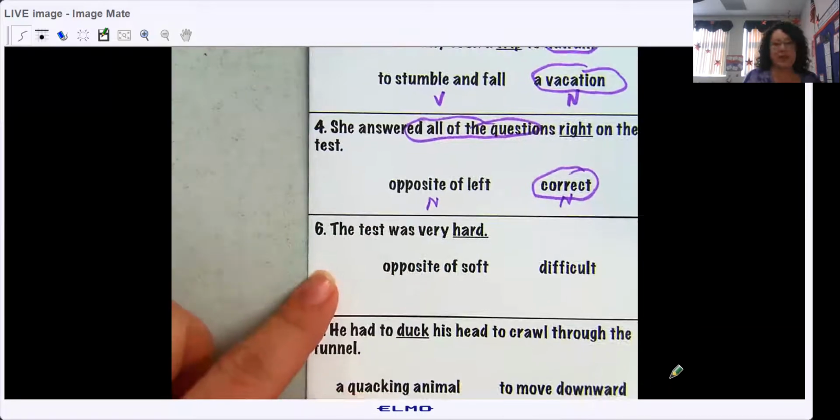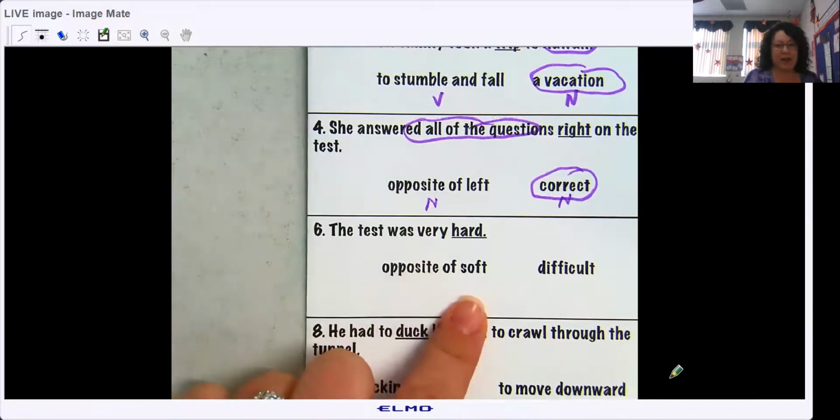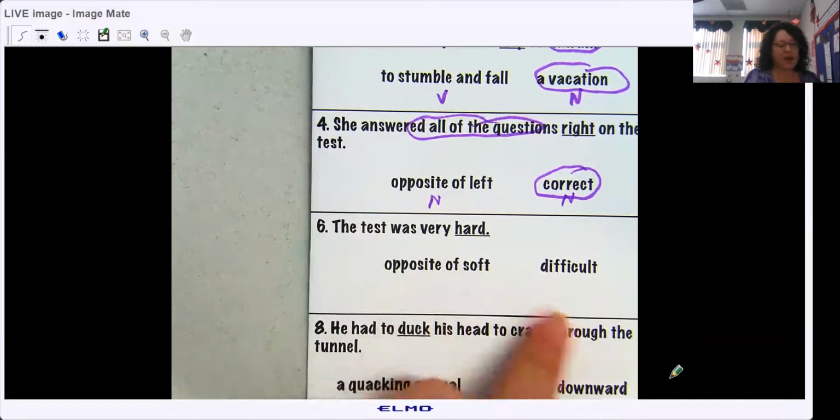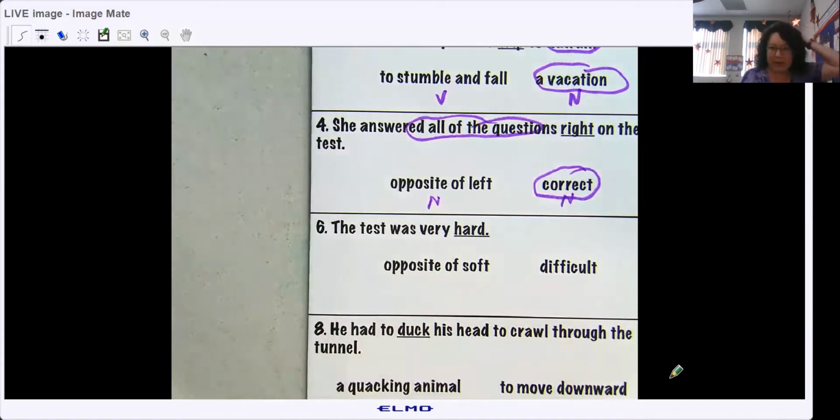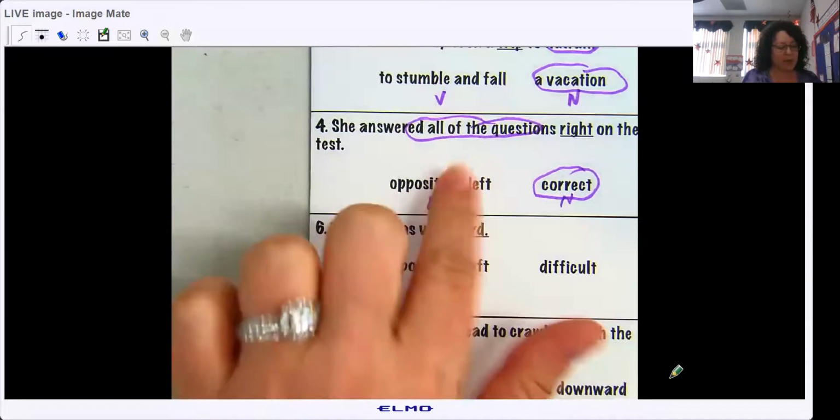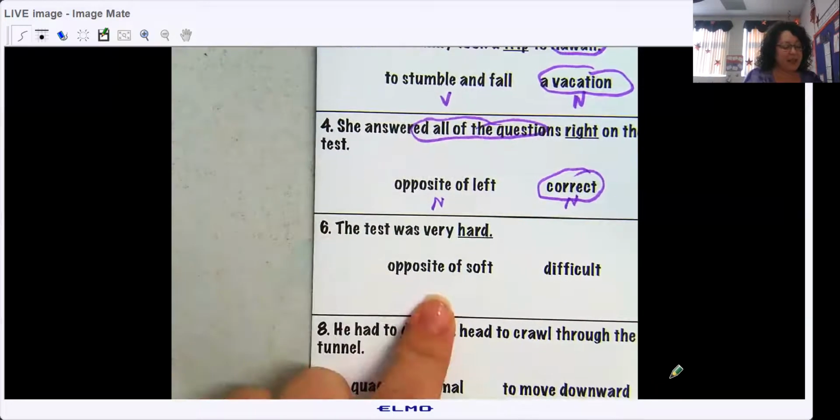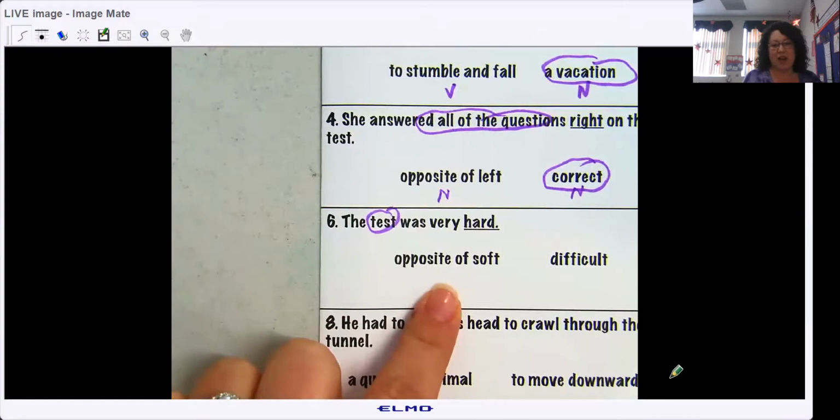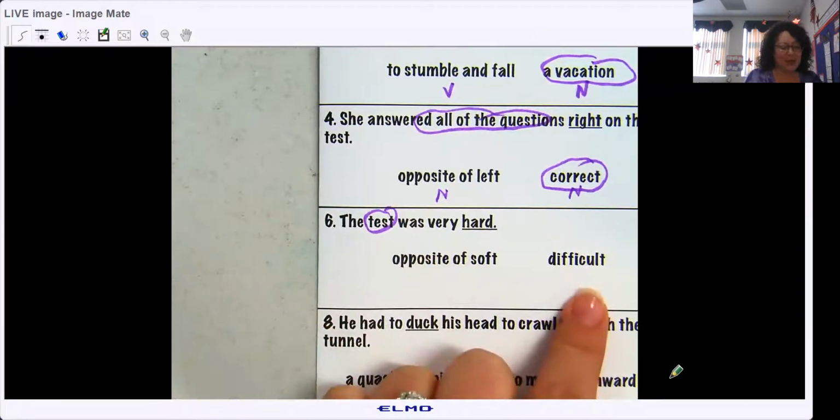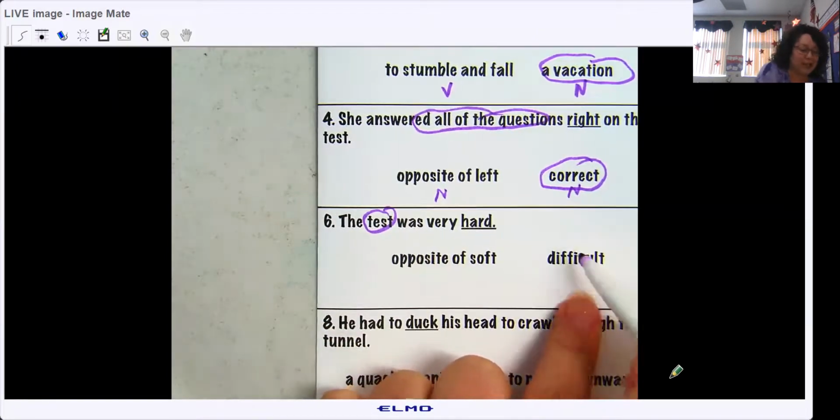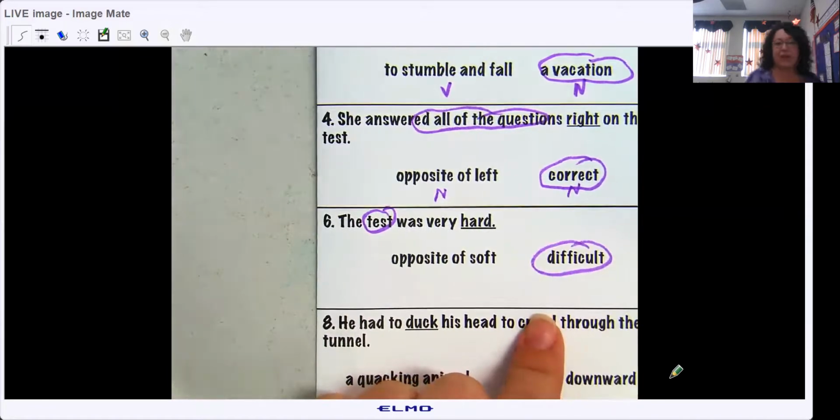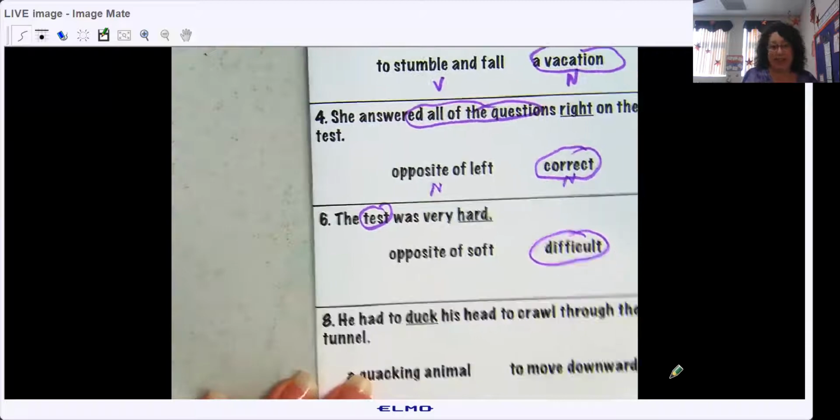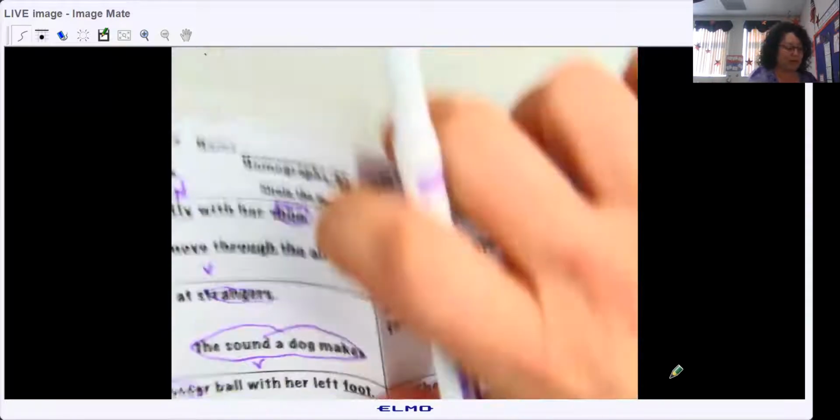The test was very hard. Does that mean opposite of soft or difficult? These are actually kind of adverbs, but we haven't learned about those, so we're not going to worry about it. Same with up here. The test was very hard. So it's a test is our clue. Was the test opposite of soft? Was it difficult? Yep. There's our winner. Okay, so hopefully you've got the hang of your multiple meaning words.